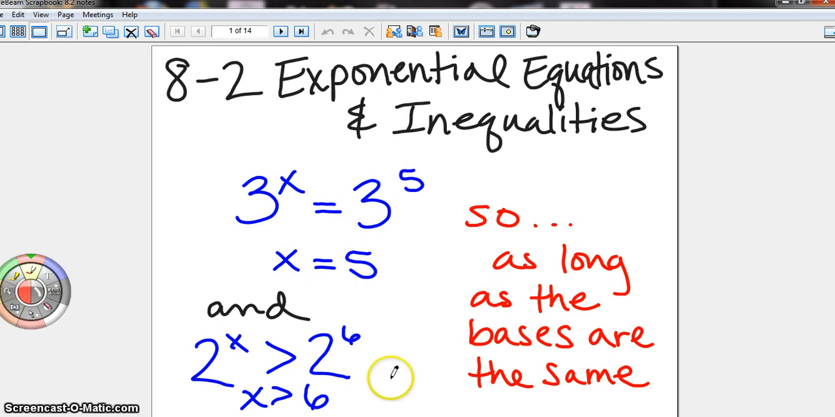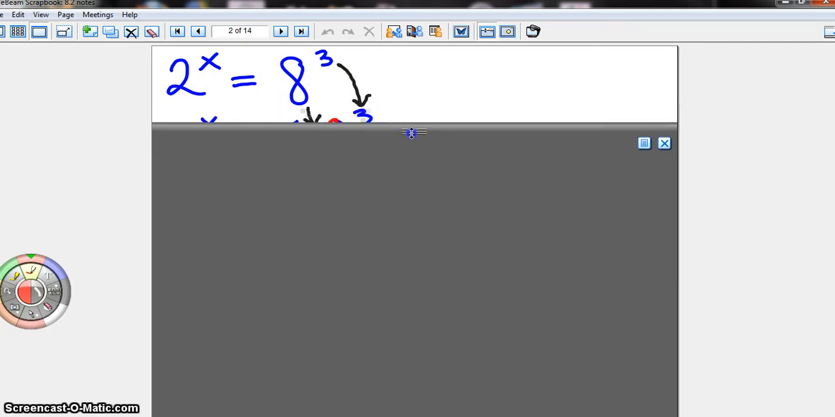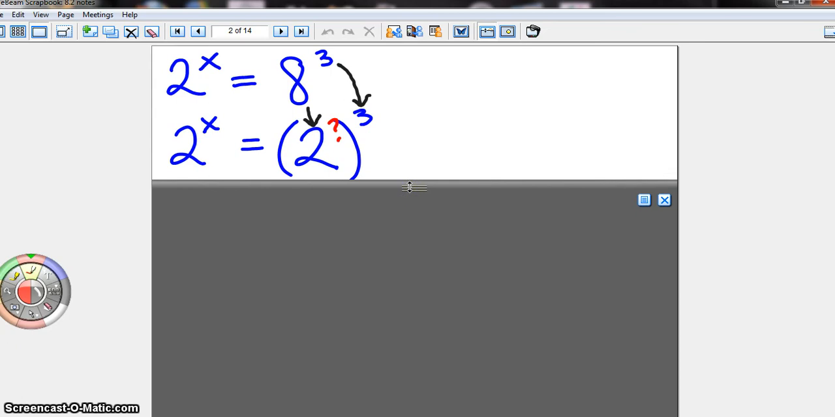We can also do that in an inequality form, where these two bases are the exact same. Drop those bases out, and we have x is greater than 6. So how else do we use that? In this case, you do not have the same base, but you can ask yourself, is there a way for me to get the base to be the same? I can go no lower than a base of 2, but I can see if I can express 8 as a power of 2.